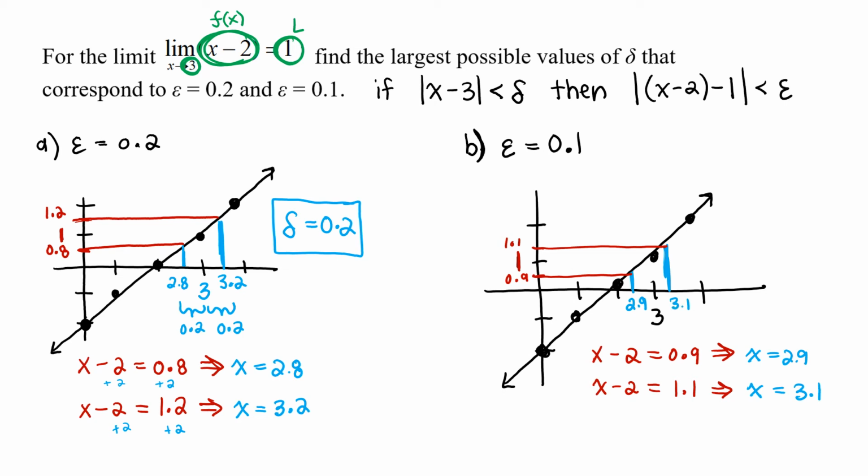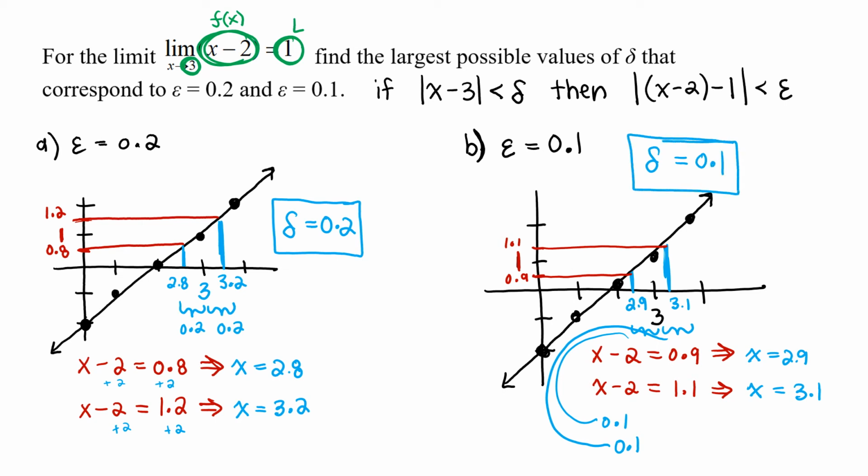And then we want to find our distances, which I did not leave enough room for. The distance between 2.9 and 3 is 0.1, and the distance between 3 and 3.1 is also 0.1. That got very, very messy looking. So we have that the delta that will land us within this error band is 0.1. So depending on what you choose for your epsilon, you'll need a different value for your delta.